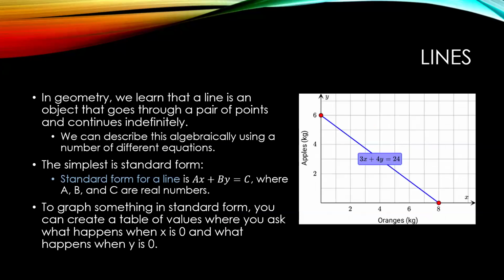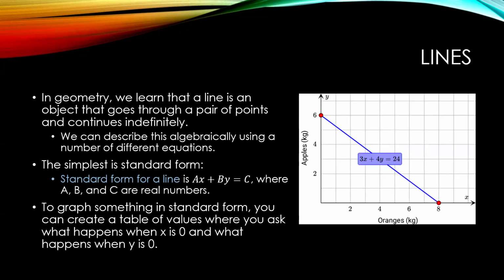All right, let's talk about lines now. So let's go into Algebra 1. Let's see if we remember what slope is all about. In geometry, we learned that a line is an object that goes through a pair of points and continues indefinitely. We can describe this algebraically using a number of different equations.